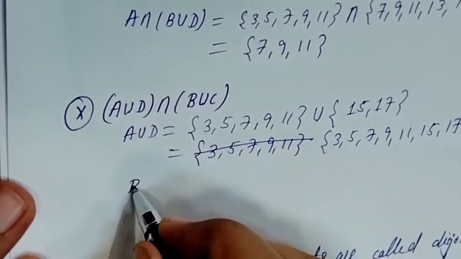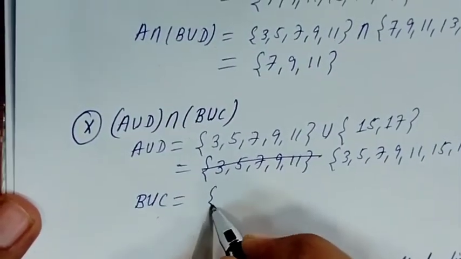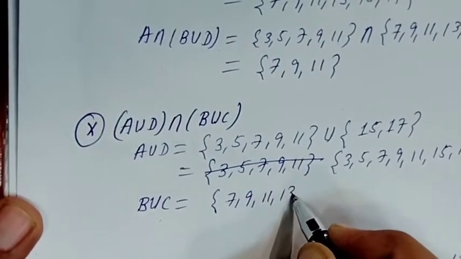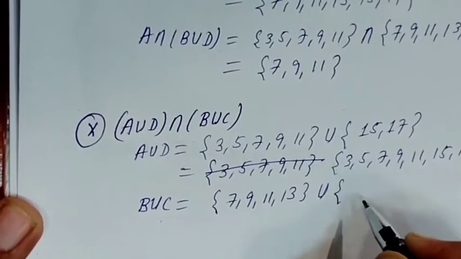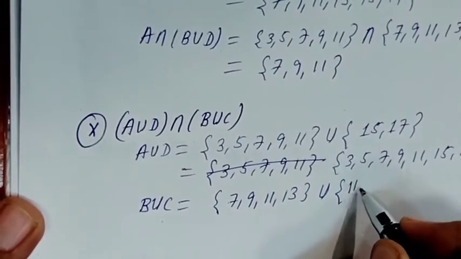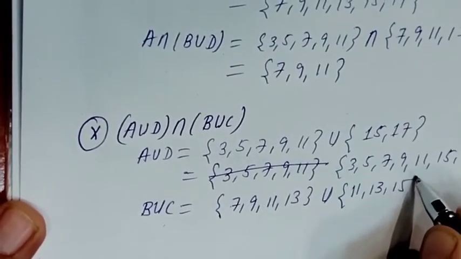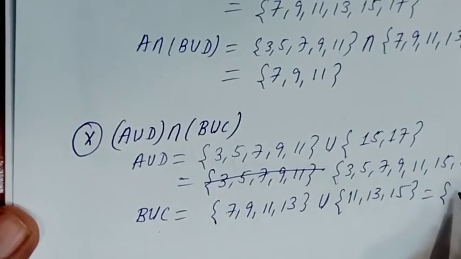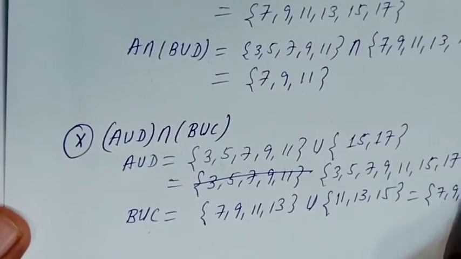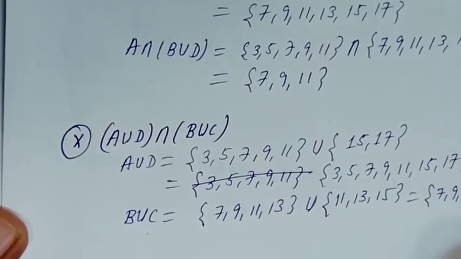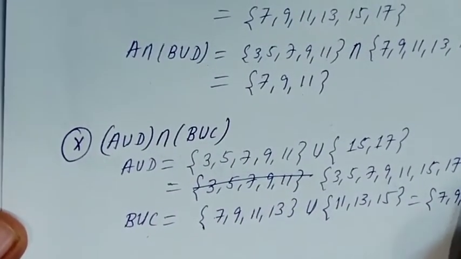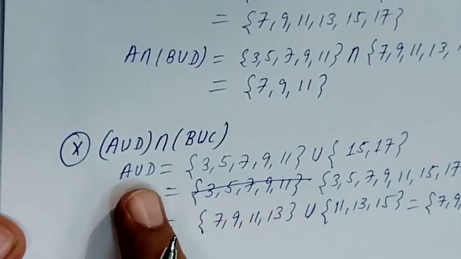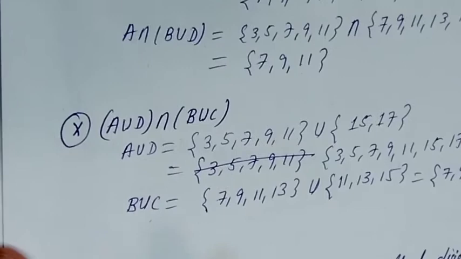Now B union C. B is 7, 9, 11, 13. Union C is 11, 13, 15. If you take the union of these two, the result would be 7, 9, 11, 13, 15. After this, we have to take the intersection of equation 1 and 2. We take the intersection of A union D and B union C.